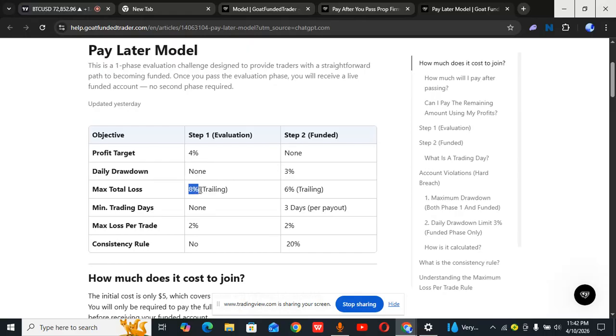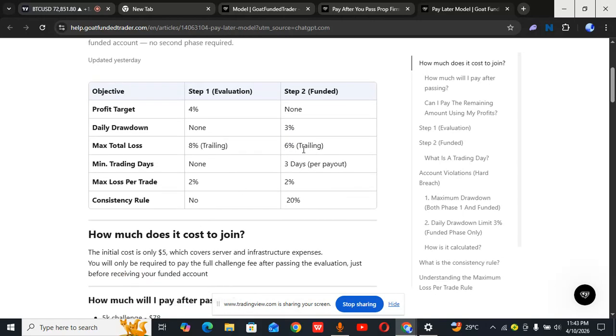Instead, what they have is a maximum drawdown of 8%, which you should pay attention to. It is a trailing drawdown, so pay attention to that as well. Now on the funded stage, you have a daily drawdown of 3%. So you should not lose more than 3% on any single day, right? Then they have a maximum drawdown of 6%, which is trailing. Now this is industry standard, right? 6% maximum drawdown, trailing, by the way.